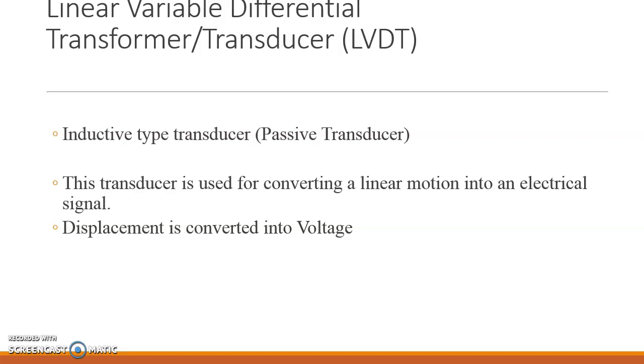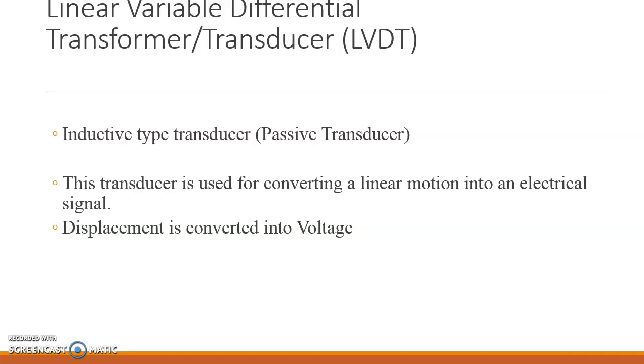The name LVDT, linear variable differential transformer, has some meaning. First, the word linear. It is going to measure the linear displacement; it is only used to measure the linear displacement. The next word is variable. According to the variation in the displacement, we measure the output voltage. The next word is differential.